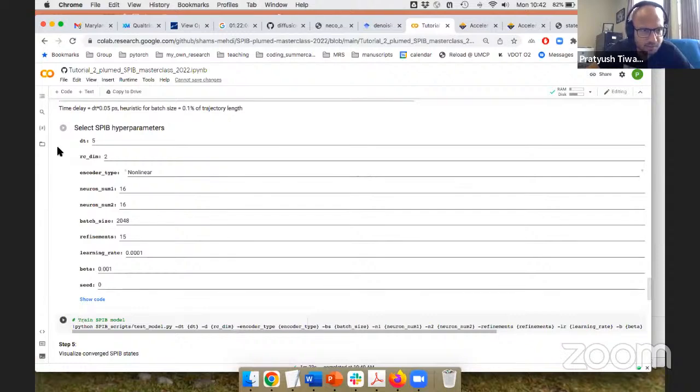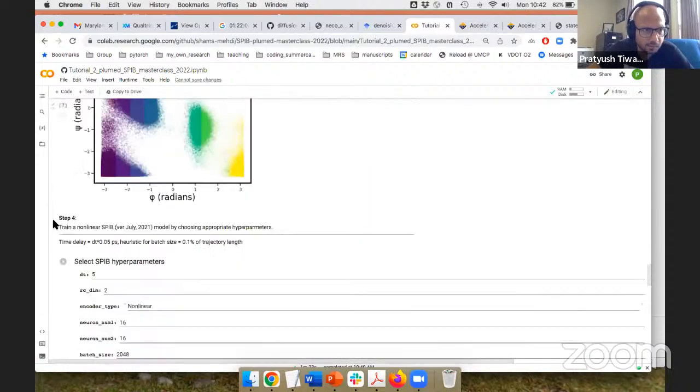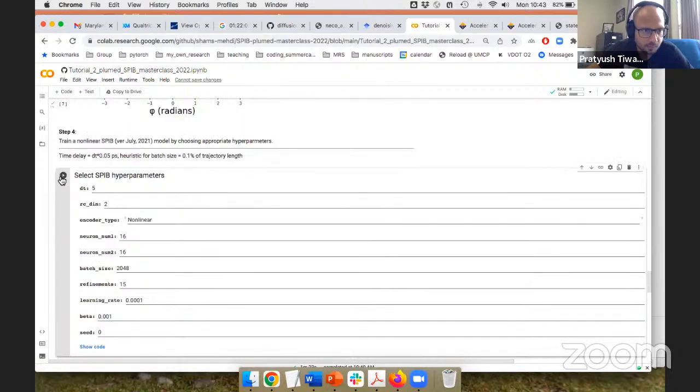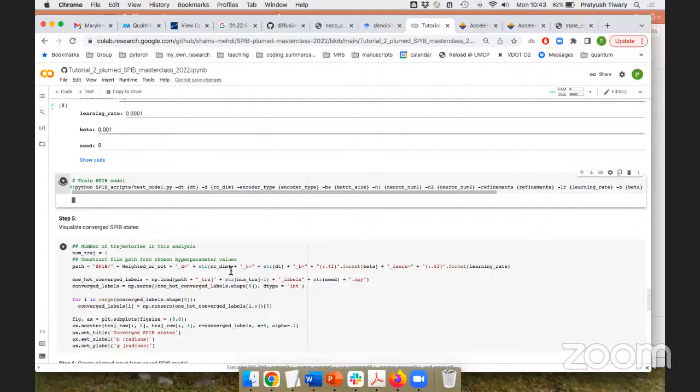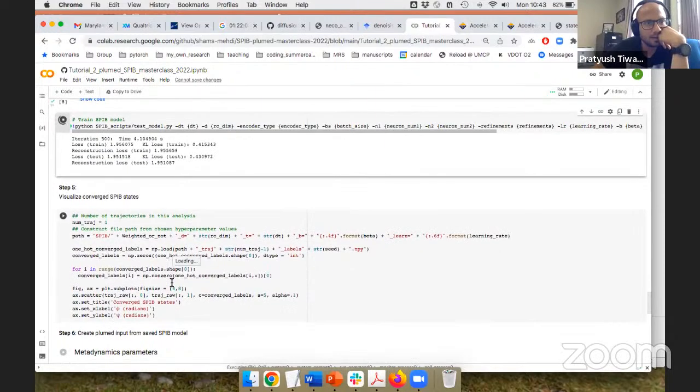Any questions about this part? Anything so far? So it's mentioned here, the heuristic is 0.1% of trajectory length. Okay, so now we train our model. How much time does this step take, Shams, roughly? A few minutes, maybe 2 minutes, not too long. Okay, let's keep running it. And you can see it's printing out everything.